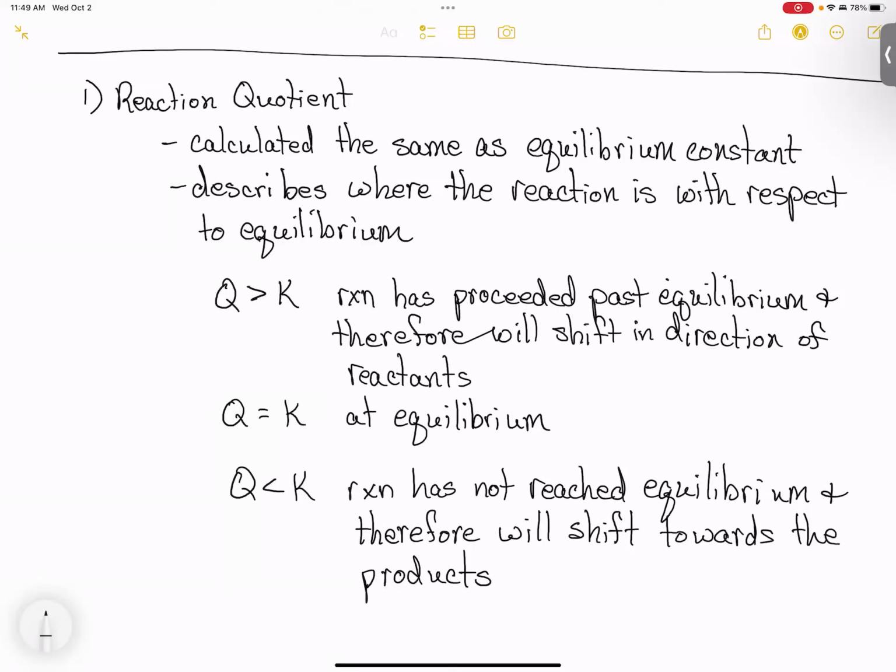And then on Monday, we will go over Le Chatelier's principle, which is what your lab is about next week.